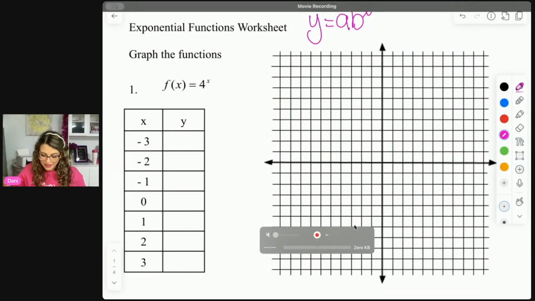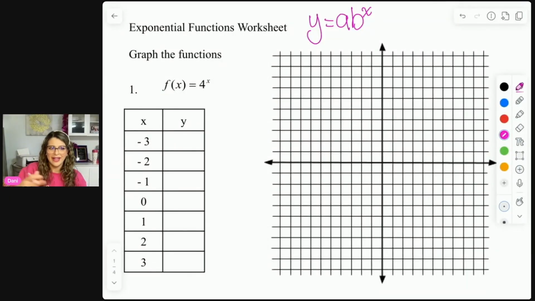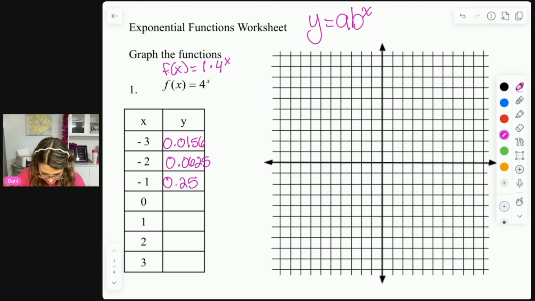Okay, now you might notice you're like, okay, this one doesn't even have an A, B, and an X. That's because technically this is 1 times 4 to the x. Okay, so our table, just to transpose it from the calculator. So we got some really tiny numbers happening here. And then we're growing real quick.